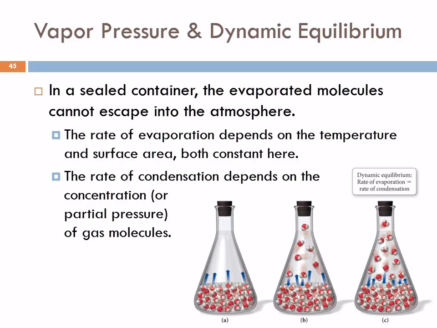So we get this dynamic equilibrium established when the rate of evaporation is equal to the rate of condensation. Initially, there is only evaporation and no condensation because there's nothing up here to condense. As the concentration or the partial pressure grows, the rate of condensation increases, and at some point it will equal the rate of evaporation, and then we have a dynamic equilibrium.